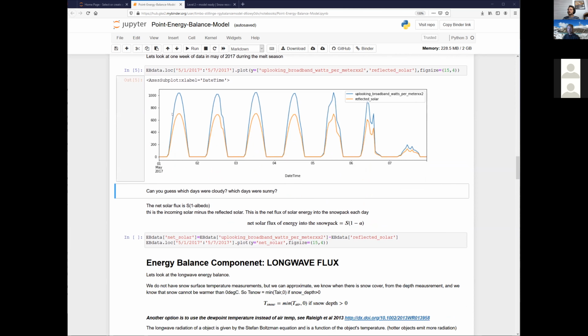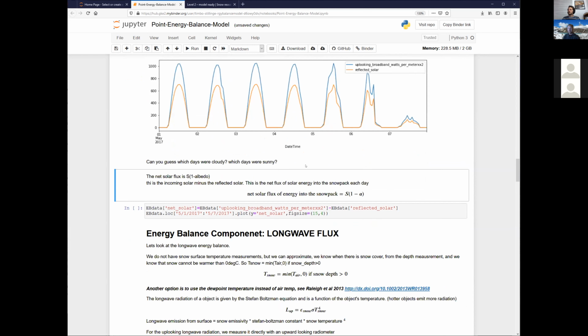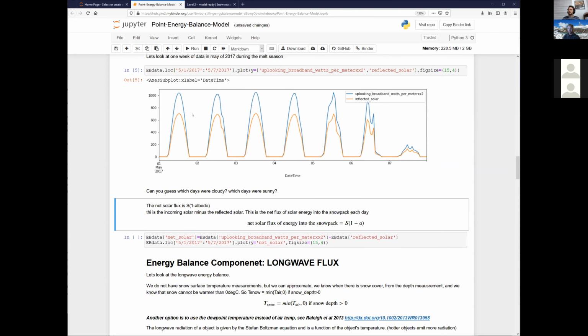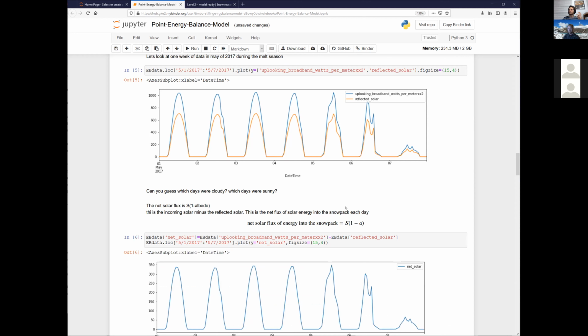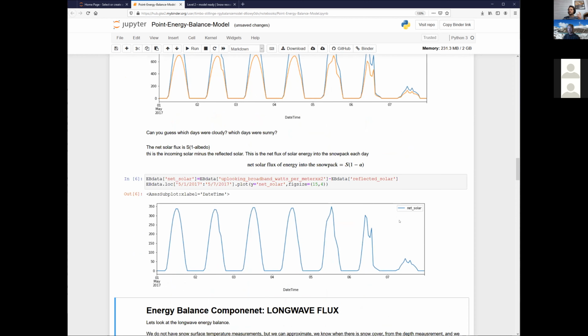Okay, so those are the shortwave fluxes. So now that we have both the total energy hitting the snowpack and the total amount of energy reflecting off the snowpack, we can calculate what we're interested in, which is how much energy is absorbed by the snowpack. And we're going to call that the net solar radiation. And our next plot is going to show over the same period what happens when we do that.